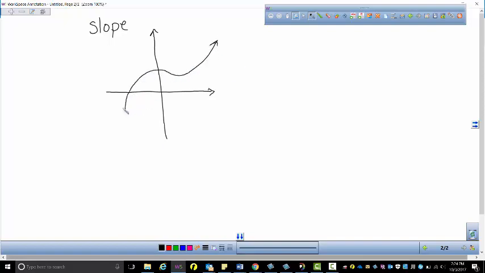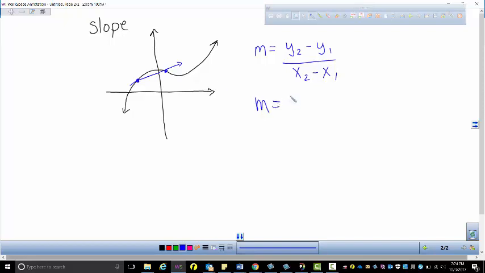Here's my function. When I find slope, I take 2 points and I find the slope in between those 2 points, like that. And our slope formula was m equals y sub 2 minus y sub 1 all over x sub 2 minus x sub 1, because I have 2 points. Well, in calculus we would write that differently: f of x sub 2 minus f of x sub 1 all over x sub 2 minus x sub 1. Now this is what we call average slope.